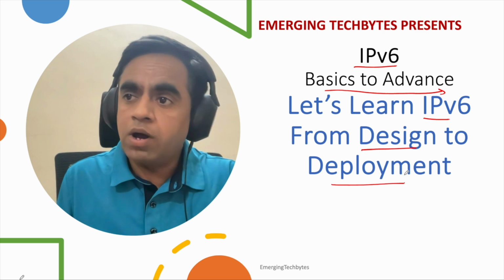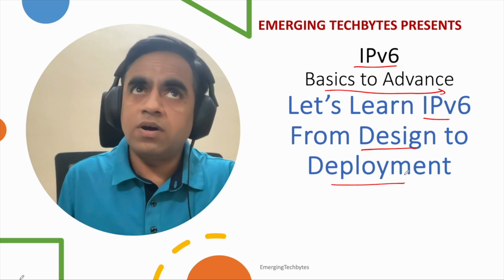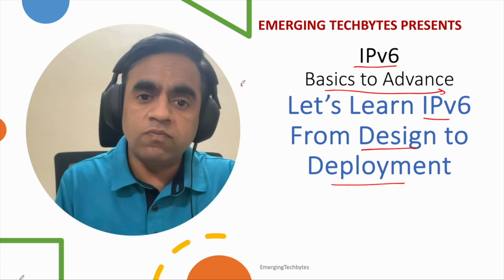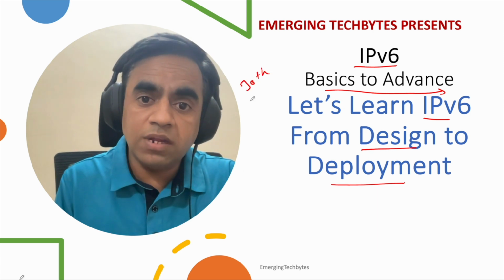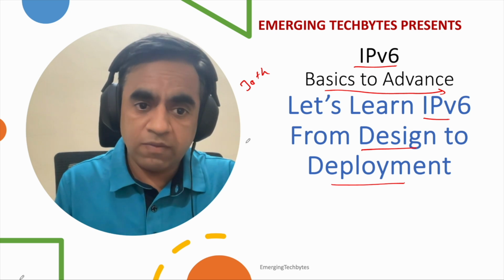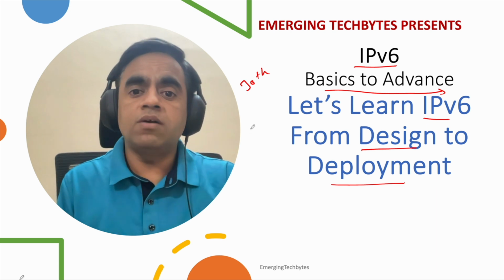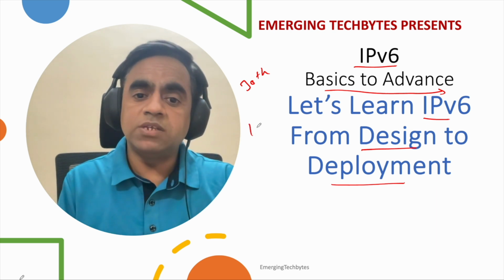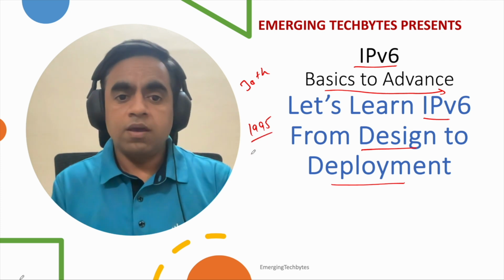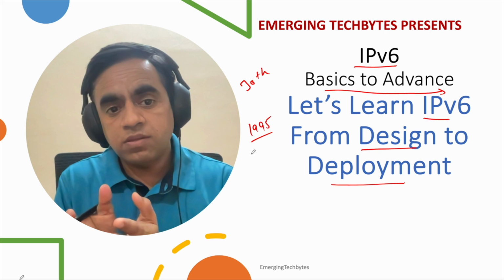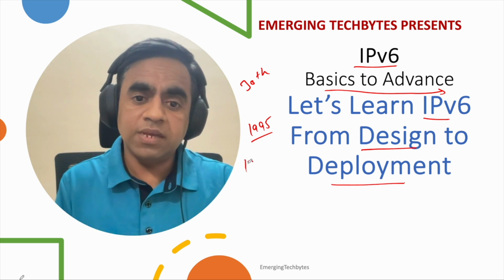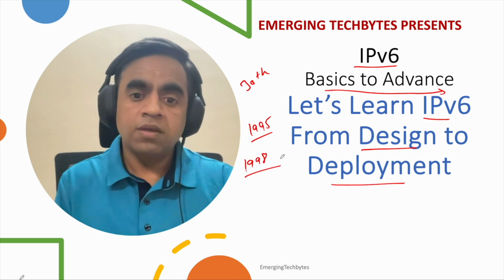As you all know, IPv6 has a very long history. In fact, IPv6 will be celebrating its 30th anniversary very soon. The first RFC for IPv6 came in 1995, and the first Cisco IOS that supported IPv6 was released in 1998.